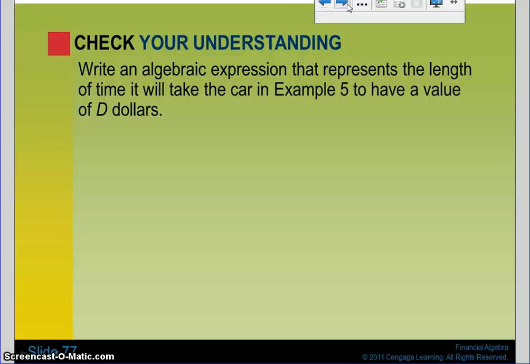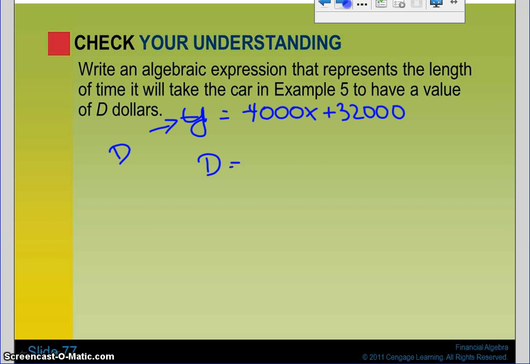It says, write an algebraic expression that represents the length of time it will take for the car to have a value of $d. So y is my value, remembering that I'm looking at y equals negative 4,000x plus 32,000. And it's asking, when will y be worth $d? So I've got d equals negative 4,000x plus 32,000. I'm going to go ahead and subtract my 32,000 from both sides.